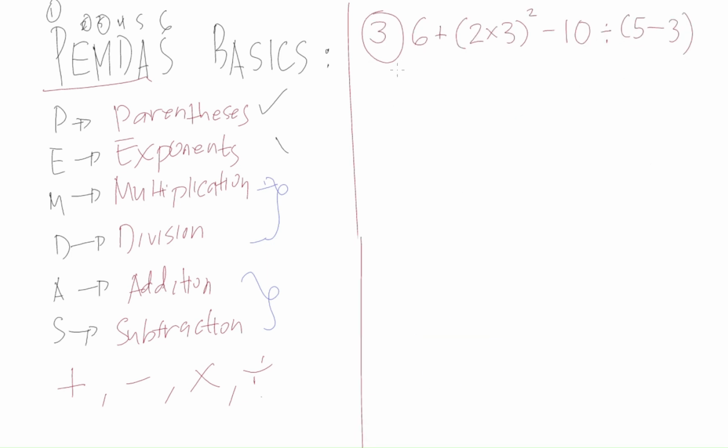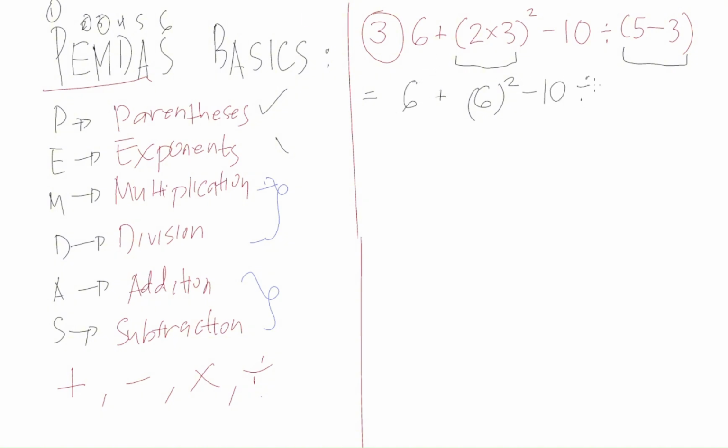Okay, so this is our last example. So we have this question. According to our PEMDAS rule, we have to start first with parentheses. So we have two parentheses here, so we have to solve for those first. So 2 times 3, that is 6. And we're going to enclose that with the exponent.